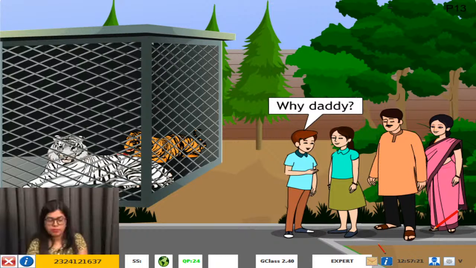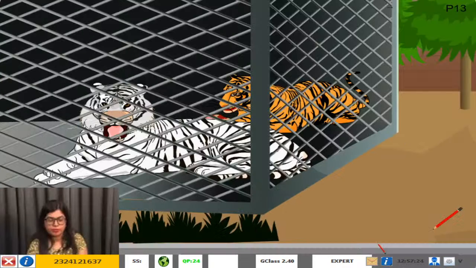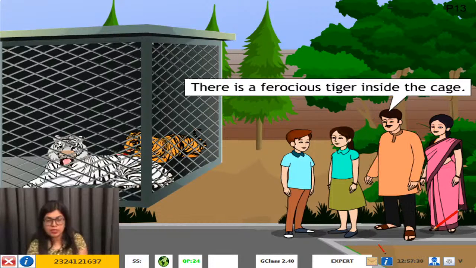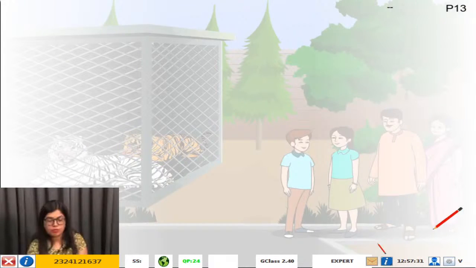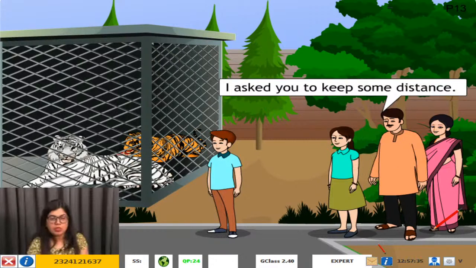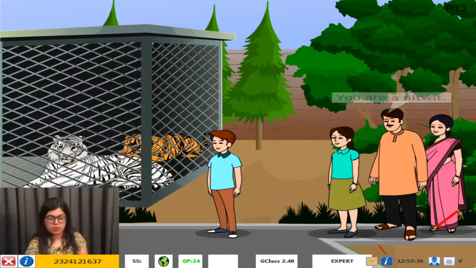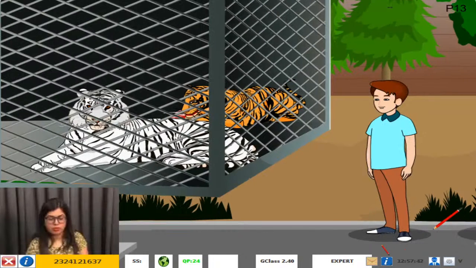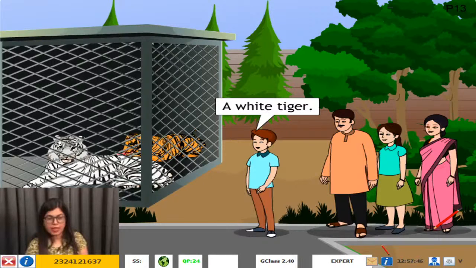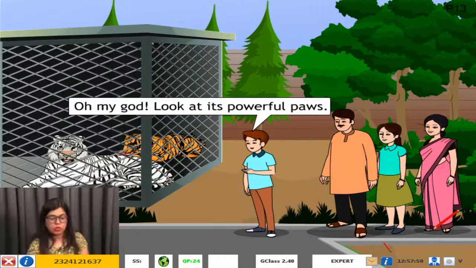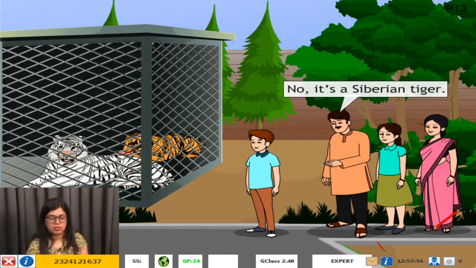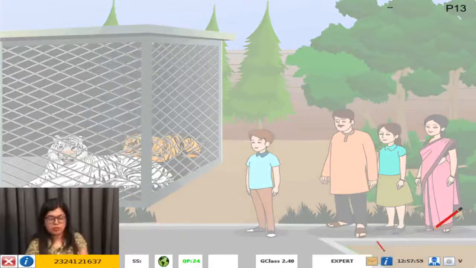Why, daddy? There is a ferocious tiger inside the cage. I asked you to keep some distance. You are a nitwit. A white tiger. Oh my God, look at its powerful paws. Is it an Indian breed? No, it's a Siberian tiger.